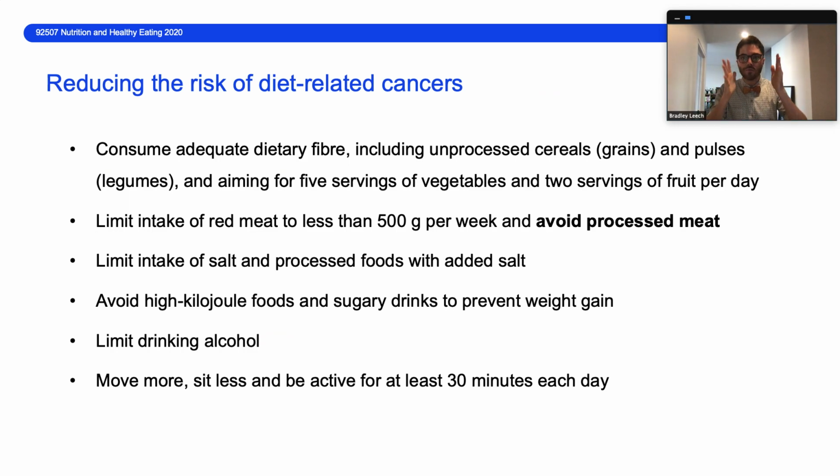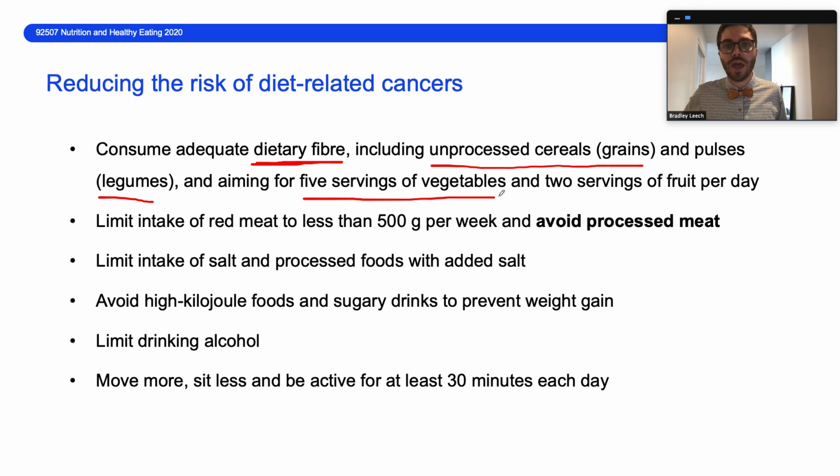Reducing the risk of diet-related cancer. There are two major factors at play. The first one is dietary fiber, to meet the suggested dietary target for fiber intake. This may include increasing unprocessed cereal grains, so whole grains, legumes, and aiming for 5 servings of vegetables and 2 servings of fruit each day. So that is one major factor for reducing diet-related cancers, especially colon cancers. Now here's a big one.